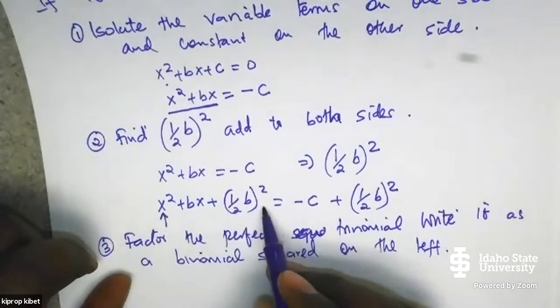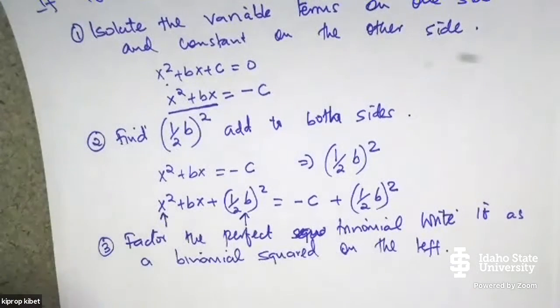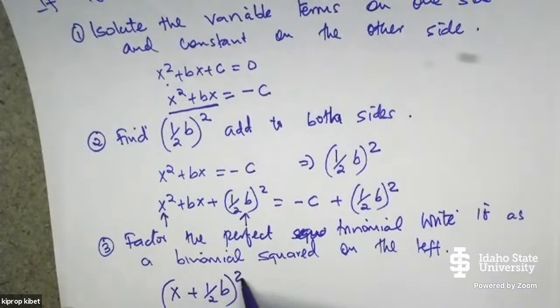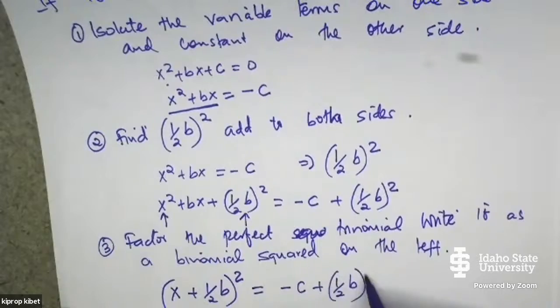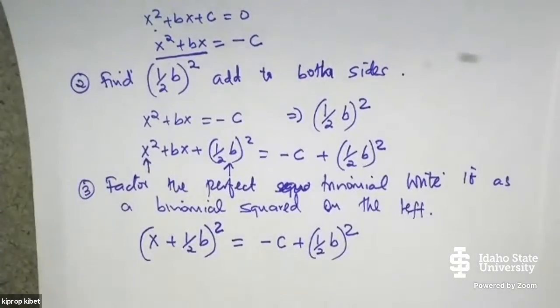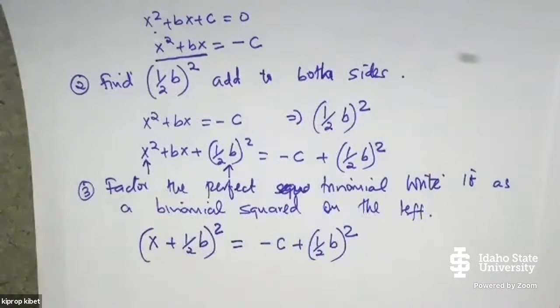This is now a trinomial. Then we factor the perfect square, and we write it on the left. So in this case, it is x plus 1 over 2b, squared. And this is equal to minus c plus (1/2 b) squared. So that is the third step.